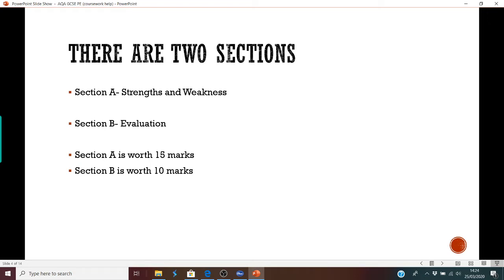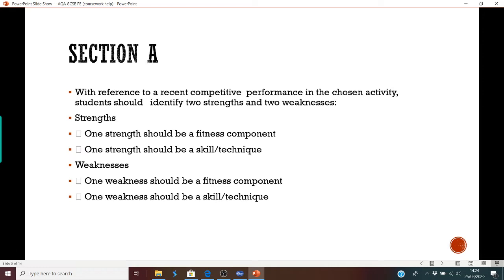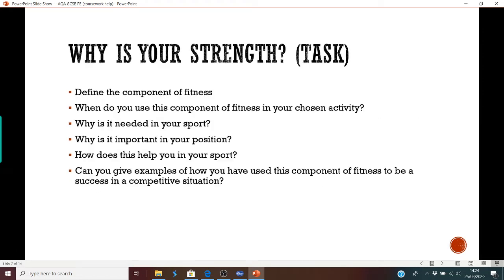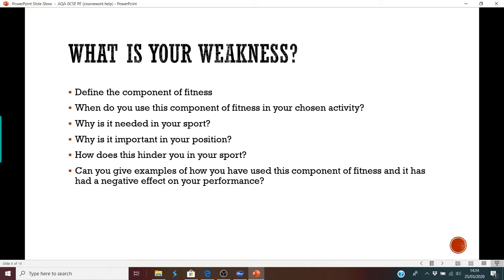What you do have to do in section A is make sure that you are going through and saying about your weakness and how it's important, how it hinders you in your activity, how it makes you a worse player in your sport. Essentially, we don't all play for England, we don't all play for whoever, because we've got some weaknesses. And you're saying that for yours it's cardiovascular endurance, so we've got to look at why that is a factor.